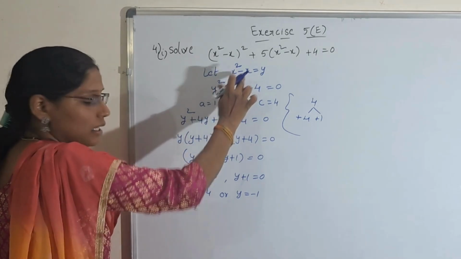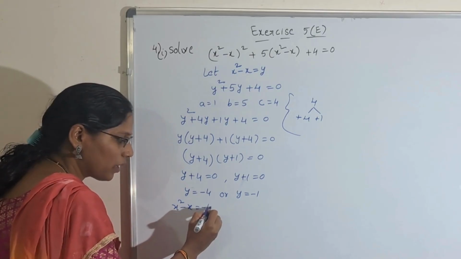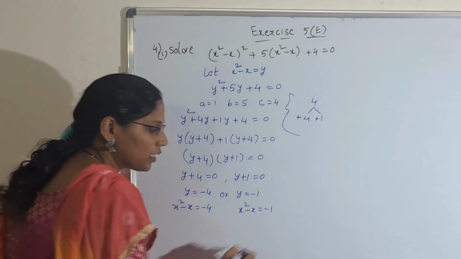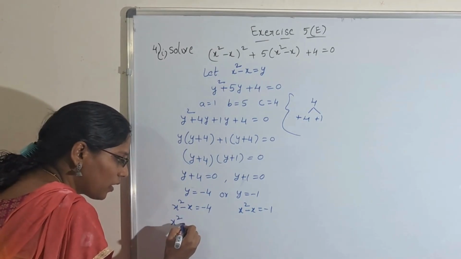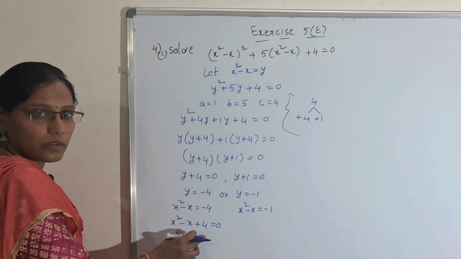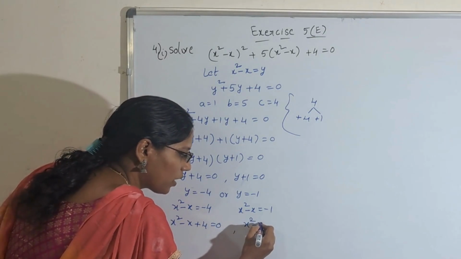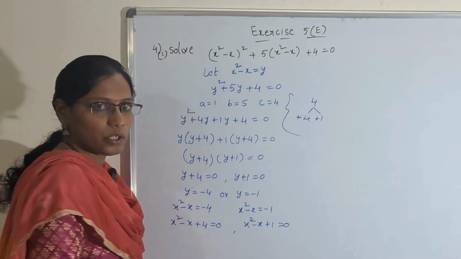x square minus x. Here x square minus x equal to minus 4, and here x square minus x equal to minus 1. Here minus 4 we have to shift to the left side: x square minus x plus 4 equal to 0. Again we got a quadratic equation. Here also x square minus x plus 1 equal to 0. We got two quadratic equations.